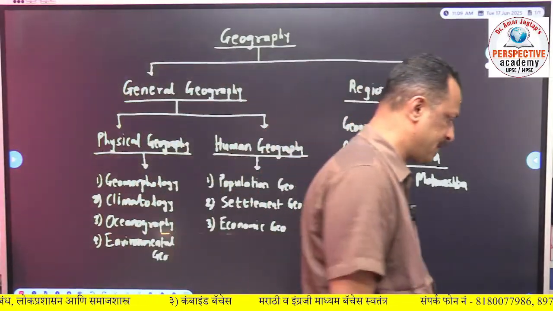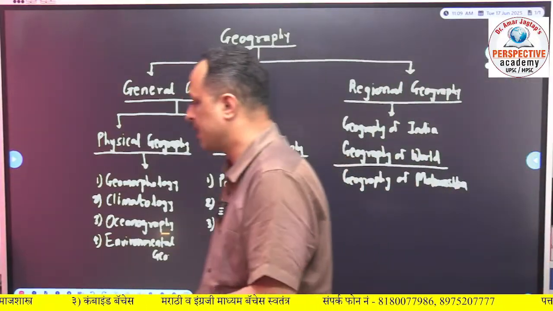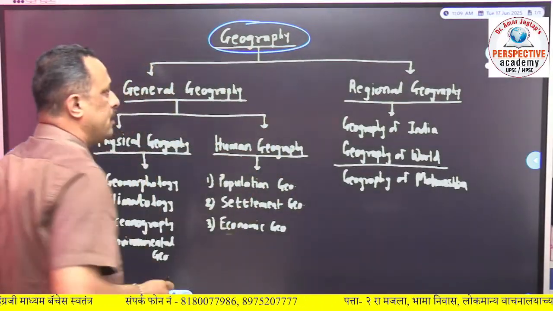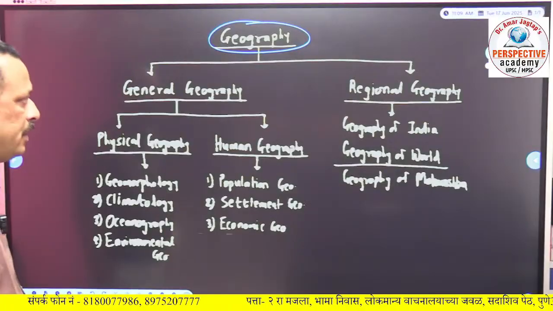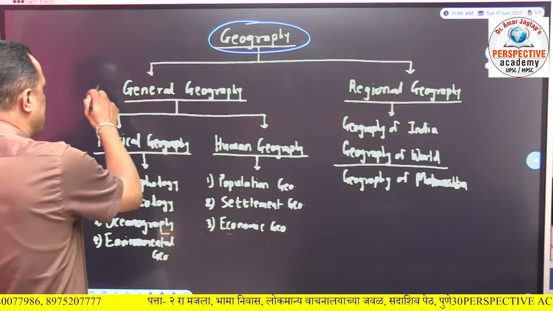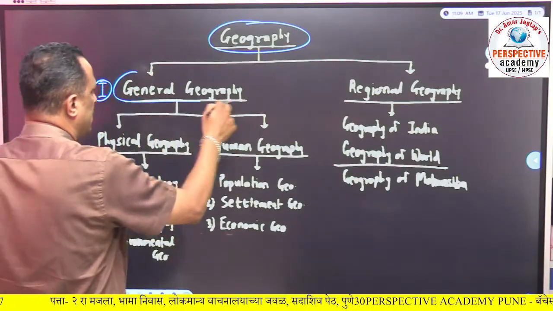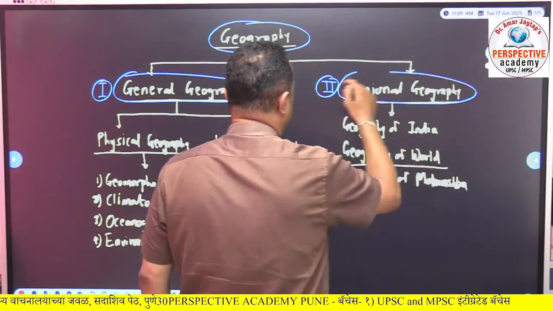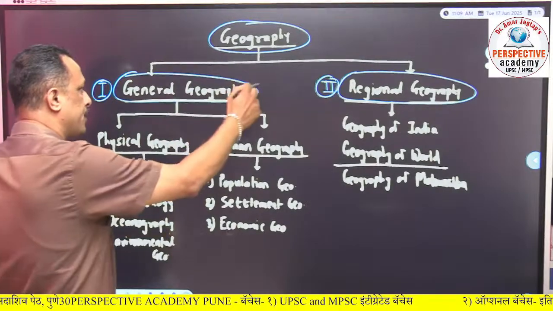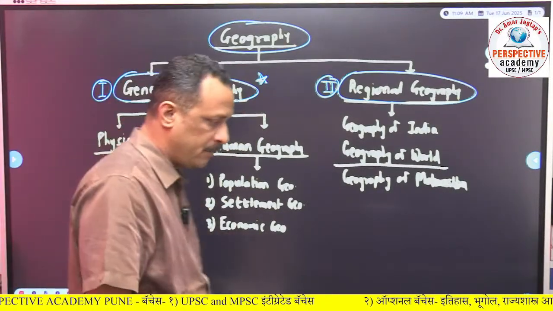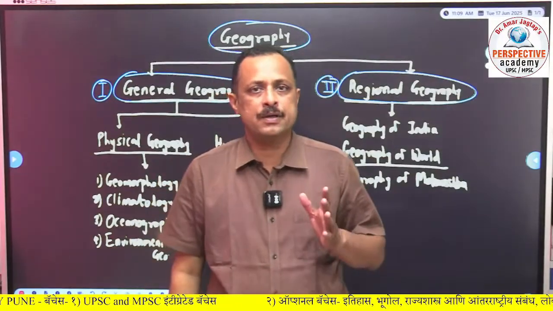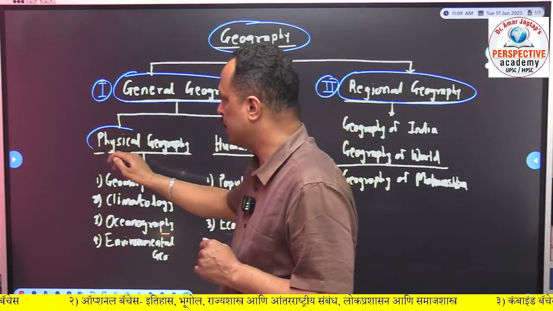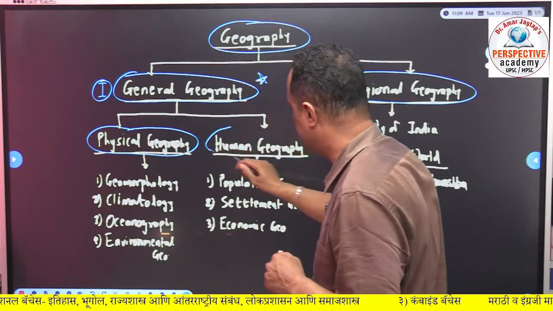Okay, so just listen carefully. You can copy it later on. When we think about the geography subject in our UPSC as well as MPSC exams, in GS geography we have two basic components. The first one is general geography, and the second one is regional geography. The actual syllabus of geography is this component, which is very crucial. General geography consists of all the basic concepts of geography. It consists of two parts, physical geography and human geography.